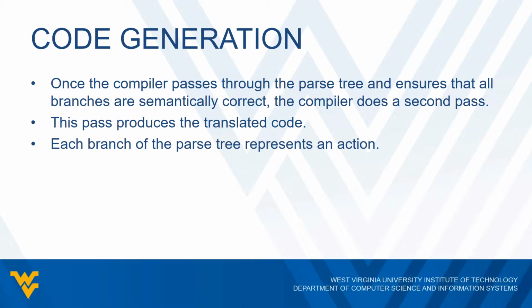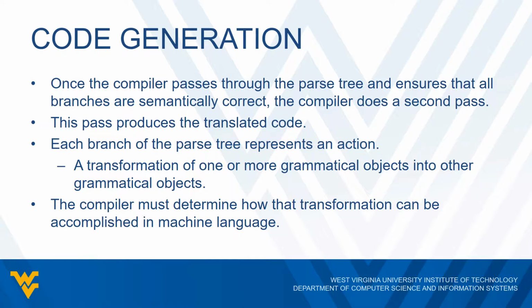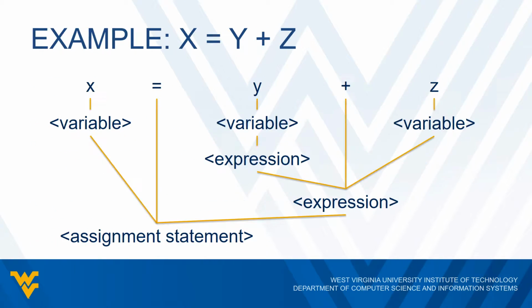So each branch of the parse tree represents an action, which is a transformation of one or more grammatical objects into other grammatical objects. So the compiler must determine how that transformation can be accomplished in machine language. And this is the step that we call code generation.